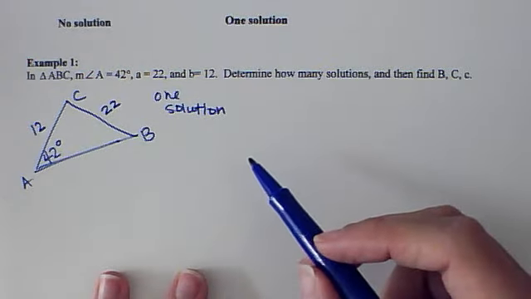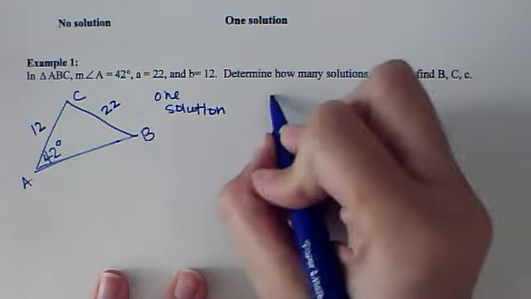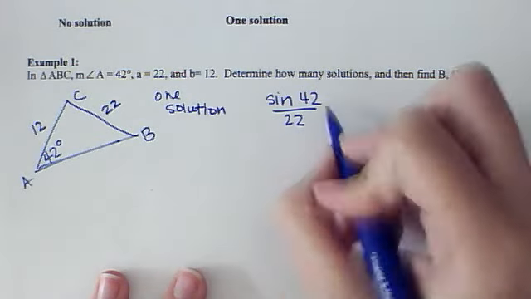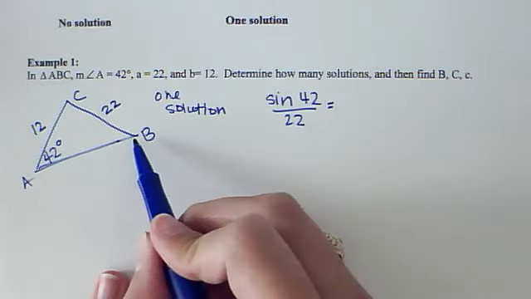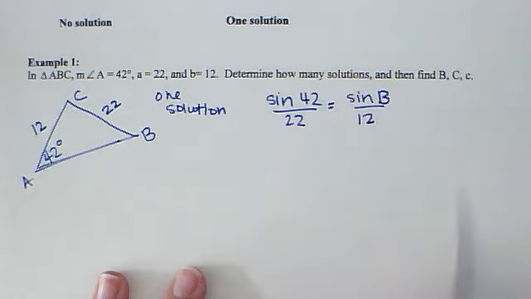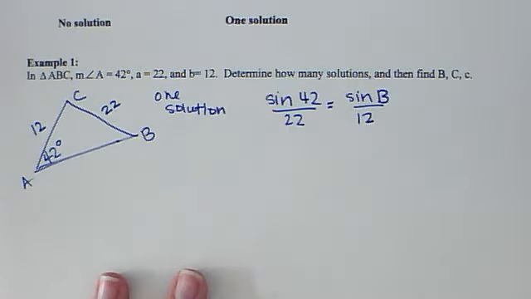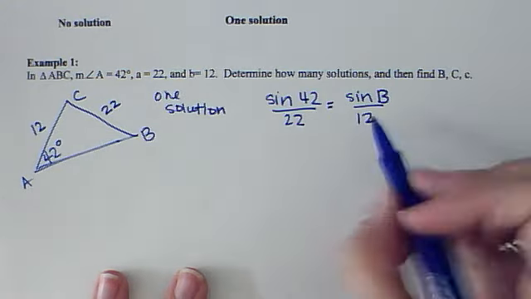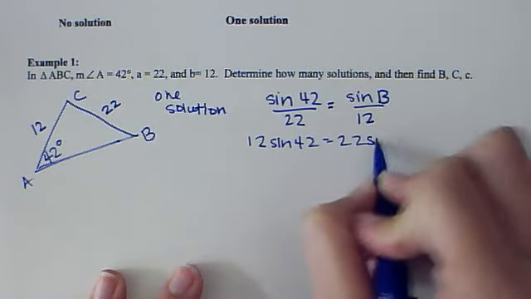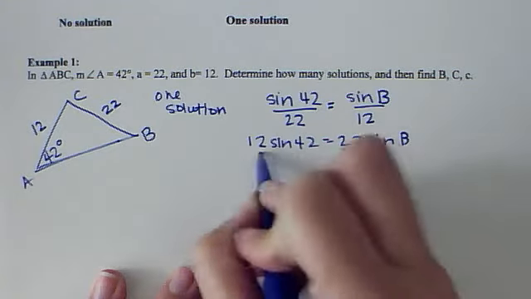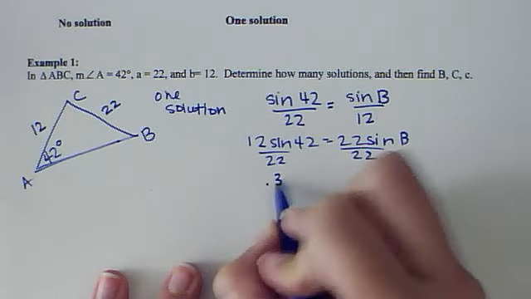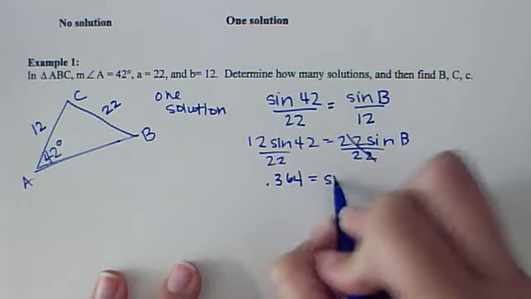Let's start with the one we know the most about, which would be A. We definitely want to use that. So sine of 42 degrees over 22, remember the angle over the side, equals, and let's try to find angle B, so we have the sine of B over 12. The reason I'm trying to find that angle first is because I know its side length, so that's an easy way to start. I'm going to cross multiply like I did yesterday. 12 sine of 42 equals 22 sine of B. Divide both sides by 22 and plug that number into my calculator. When I do that, I get something like 0.364 equals the sine of B.